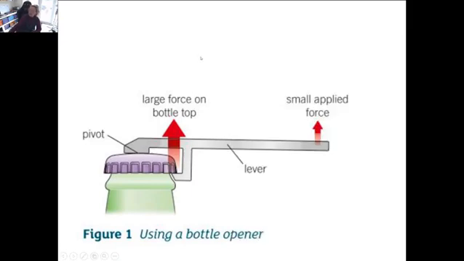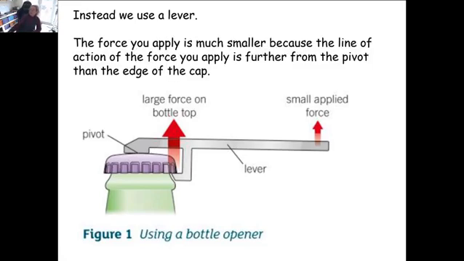Instead, we would use a bottle opener. And if we use a bottle opener, it means we can apply a much smaller force over here and end up lifting the bottle lid much more easily. And a bottle opener is just a simple lever. So the force that we are applying is much smaller because it's much further from the pivot point than if we were to try and lift it here, which is much closer to the pivot point.